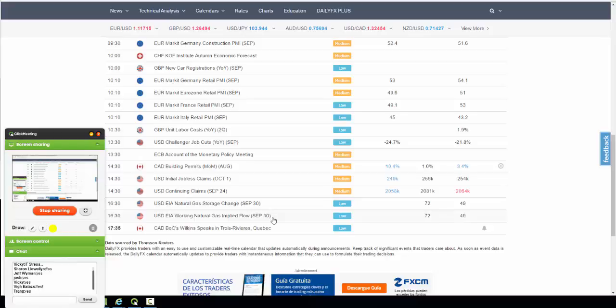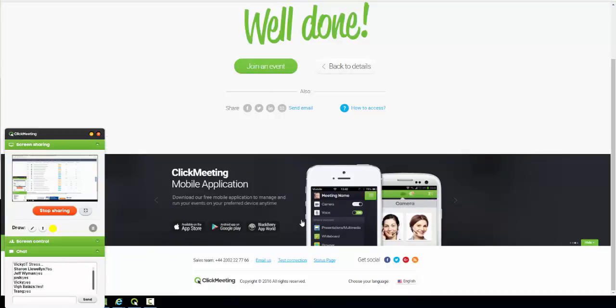Look, USD Challenger job cuts. Okay, so job cuts is low, but it's still a negative impact on the USD currency pair as a whole. No one wants job cuts obviously to happen, so that's going to result in a negative effect no matter what currency pair it's going up against. Oh, sorry guys, wrong page.